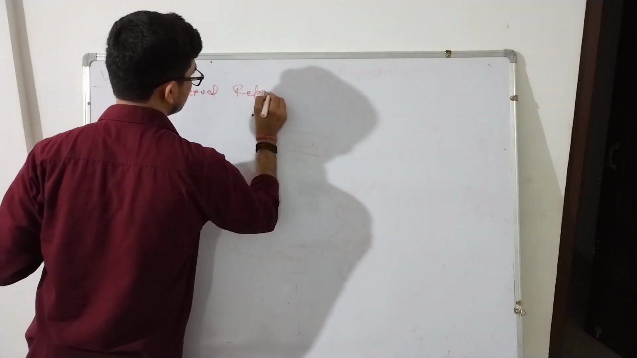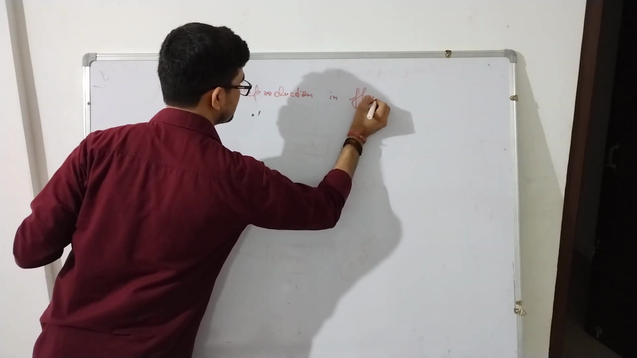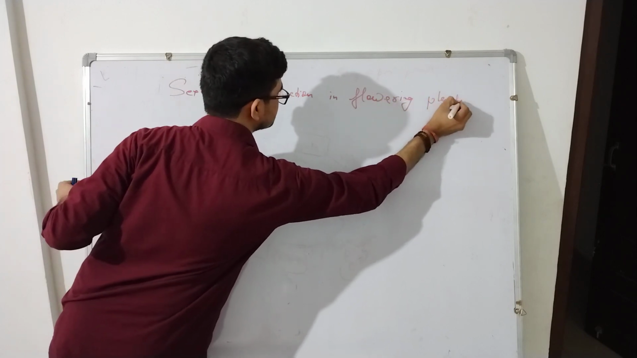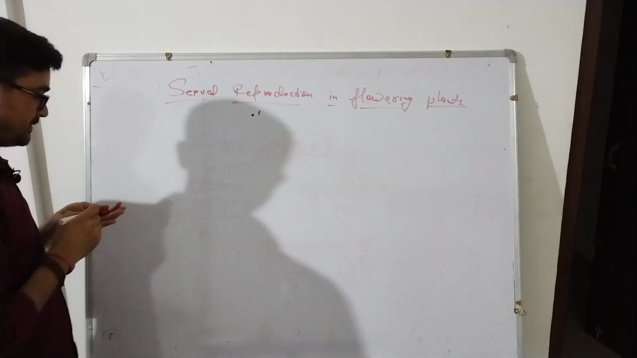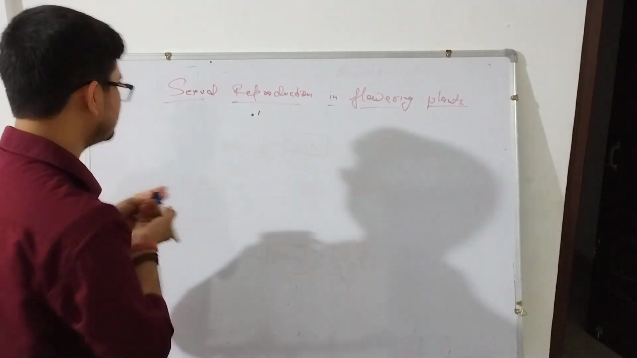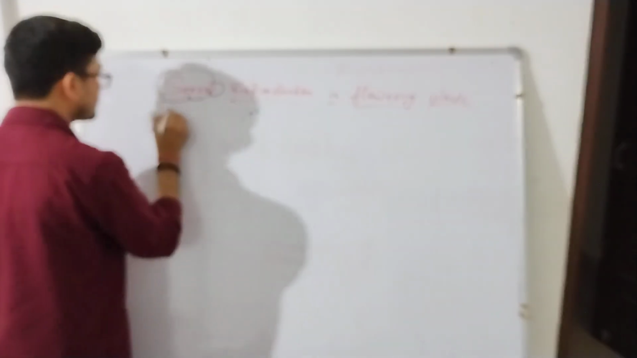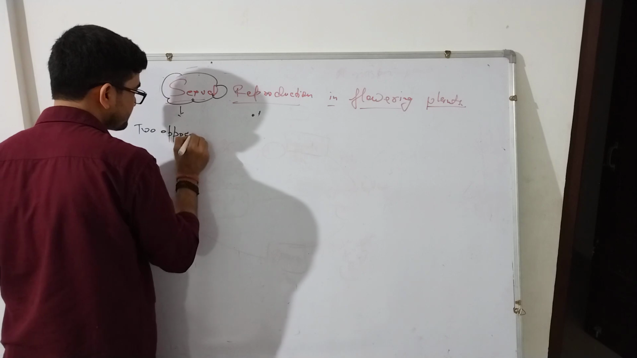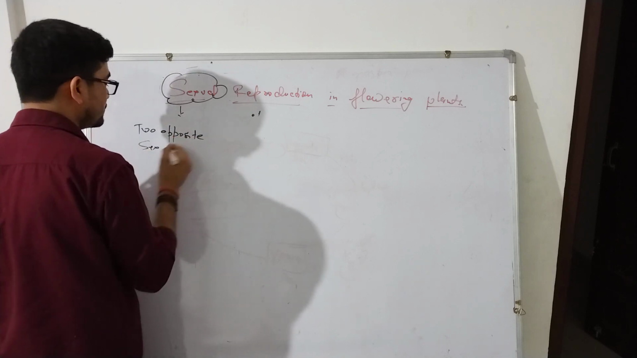Sexual reproduction in flowering plants. Here is a very important and unique feature, all the words, that is sexual. What do you mean by sexual? Two opposite sex, two opposite sex.